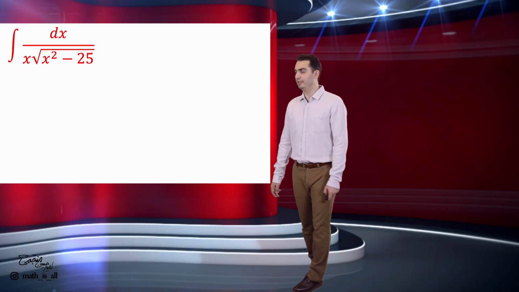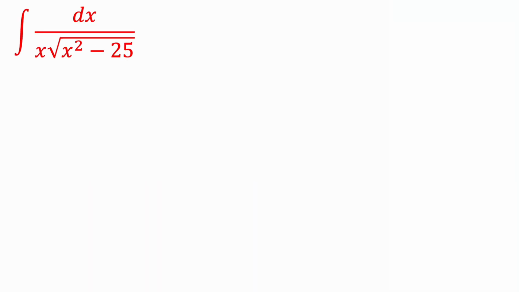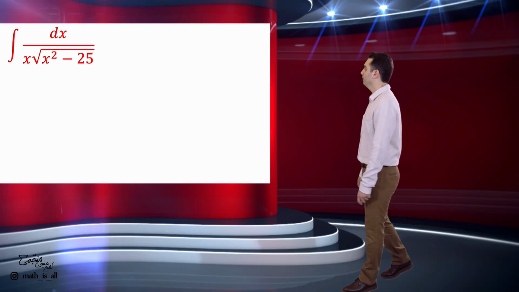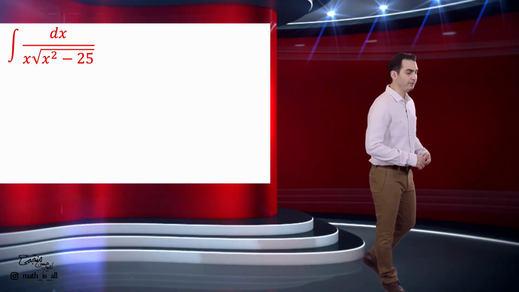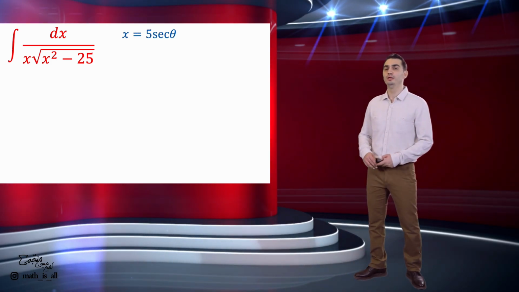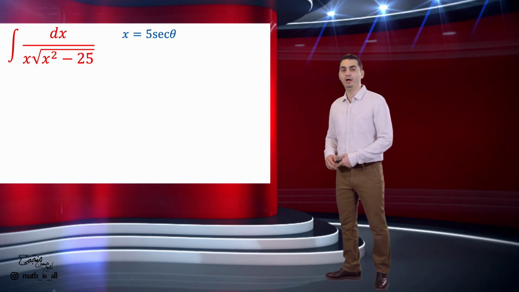Which standard form does the integral of dx over x times the square root of x squared minus 25 correspond to? Excellent. x squared minus a squared. What was the method we applied for x squared minus a squared? Then okay, we were taking x as a secant theta. Everyone, please go ahead and solve this problem now. We will return shortly and review the solution together.